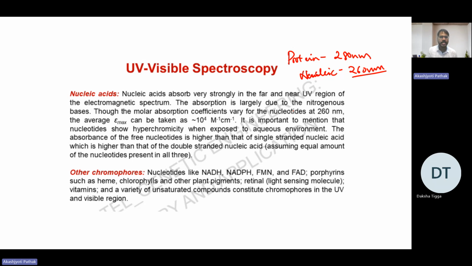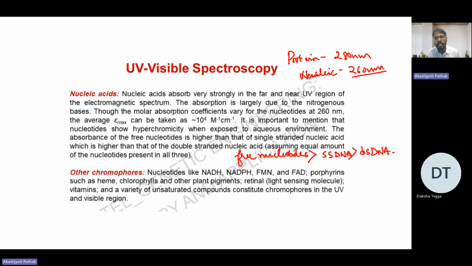So it is important to mention that the nucleotides show hyperchromicity when exposed to aqueous environment. The absorbance of free nucleotide is higher than that of single-stranded nucleic acid, which is higher than that of double-stranded nucleic acid. So if you have free nucleotides, and you are measuring the absorbance at 260 nanometer, then which one will give the maximum absorbance? Your free nucleotides will give the maximum absorbance, followed by the single-stranded DNA molecule, and this will be followed by the double-stranded DNA molecule.